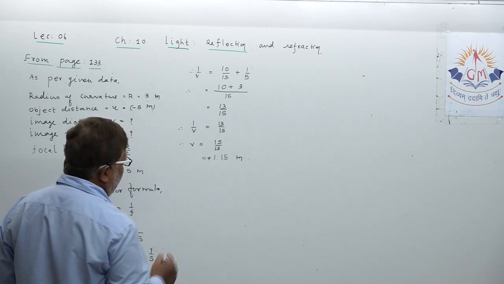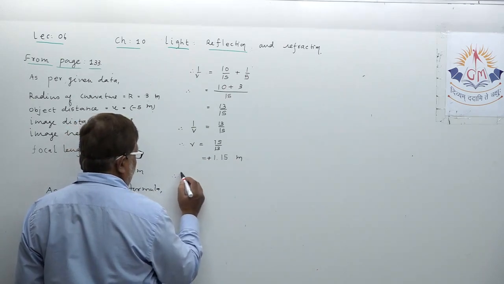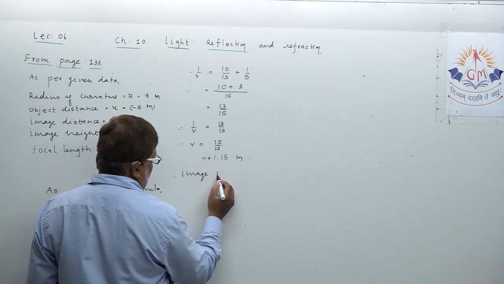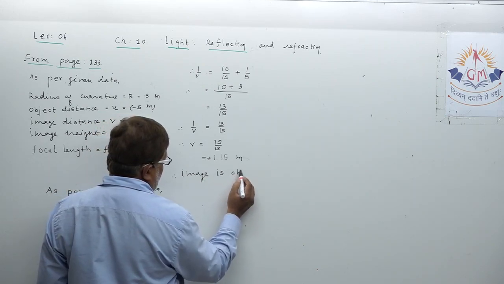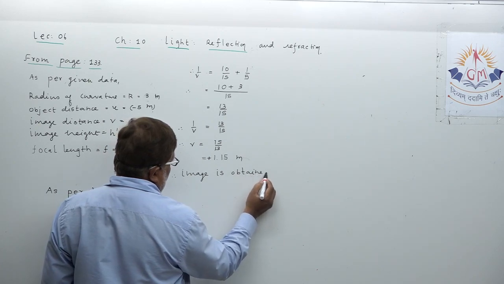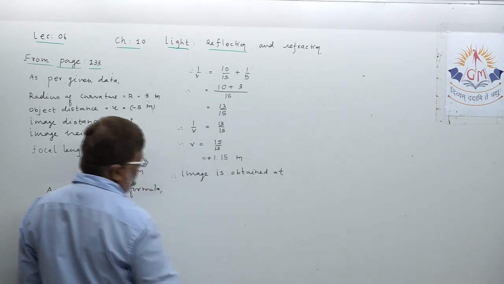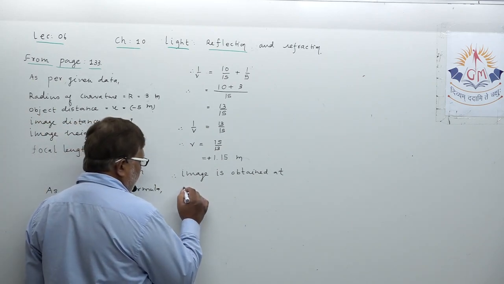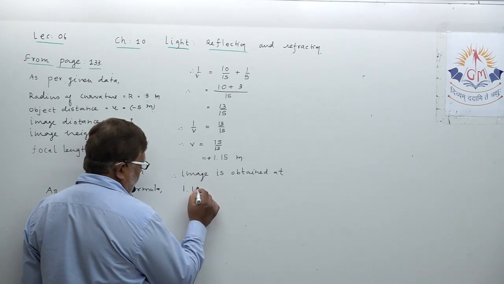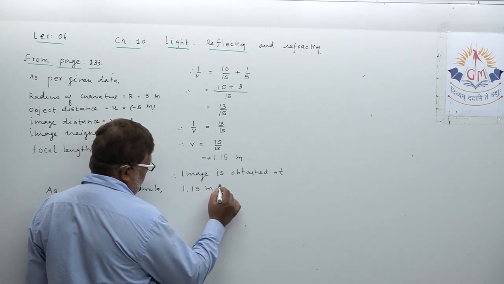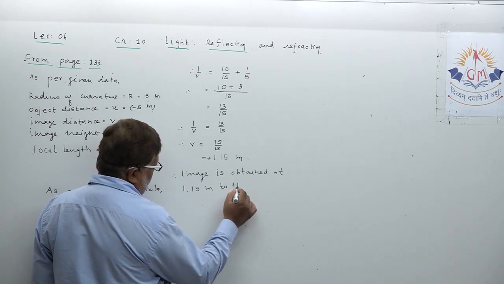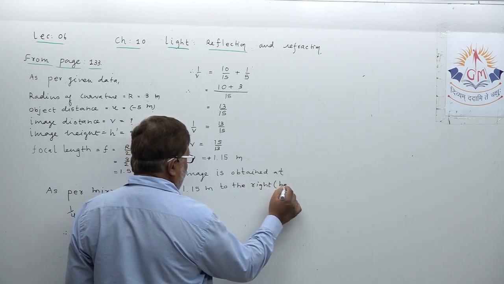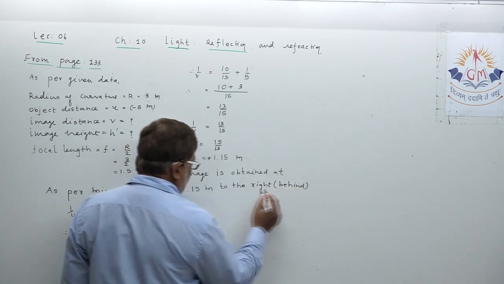That means you will write your first answer. Image is obtained at 1.15 meter to the right, or I have coined another word, behind the mirror.